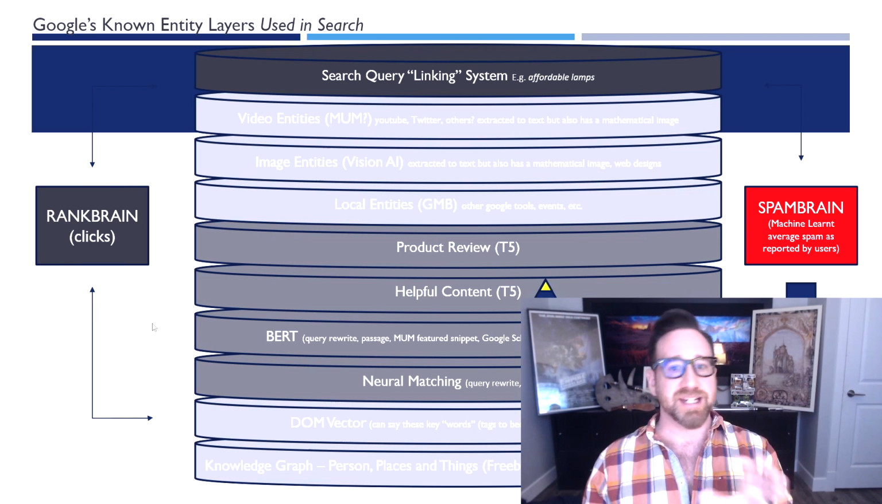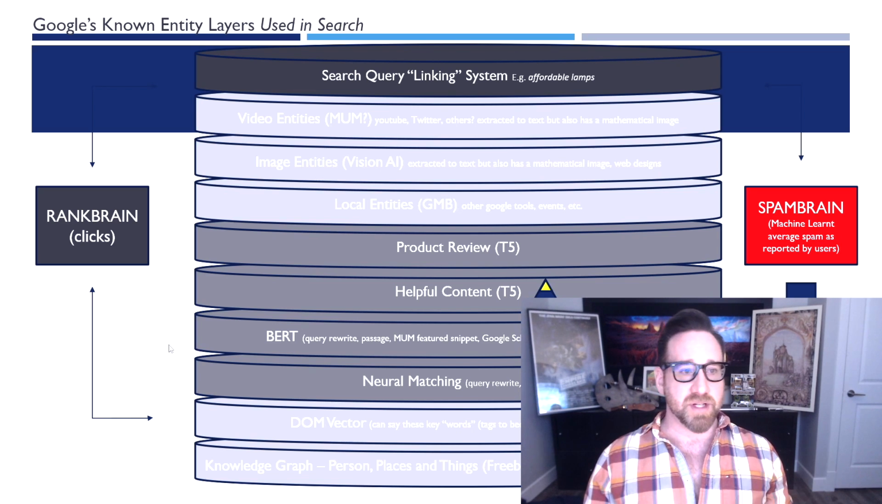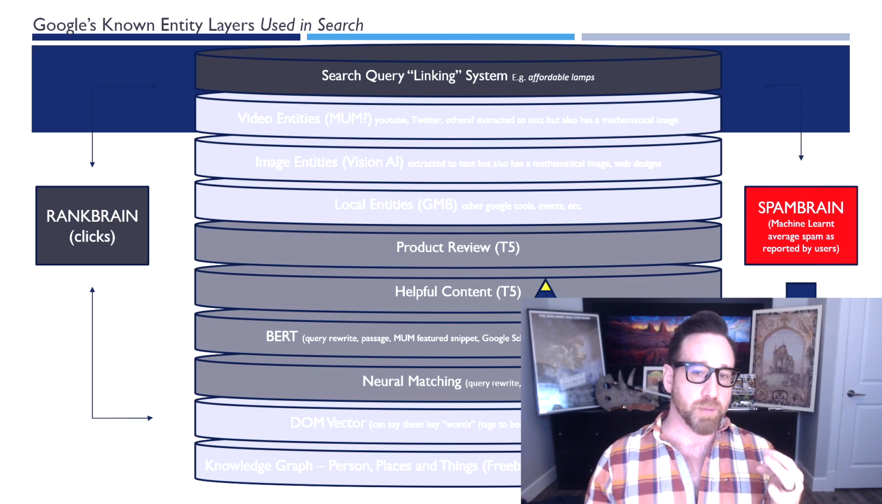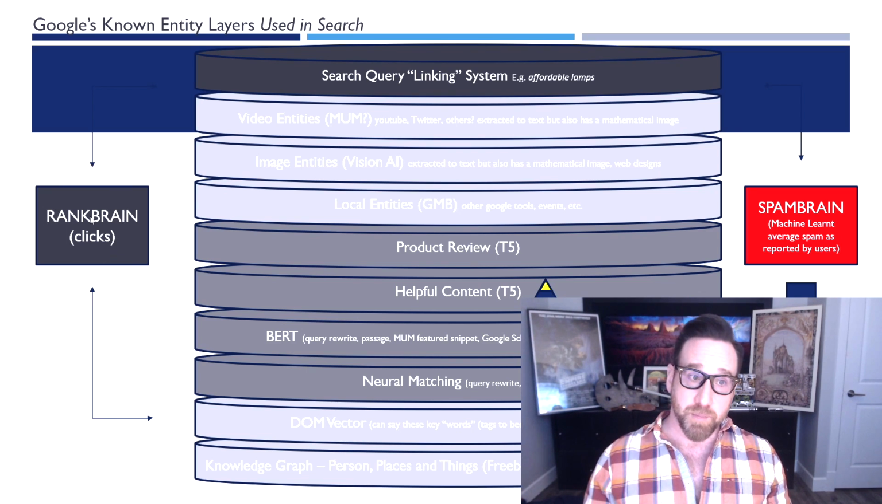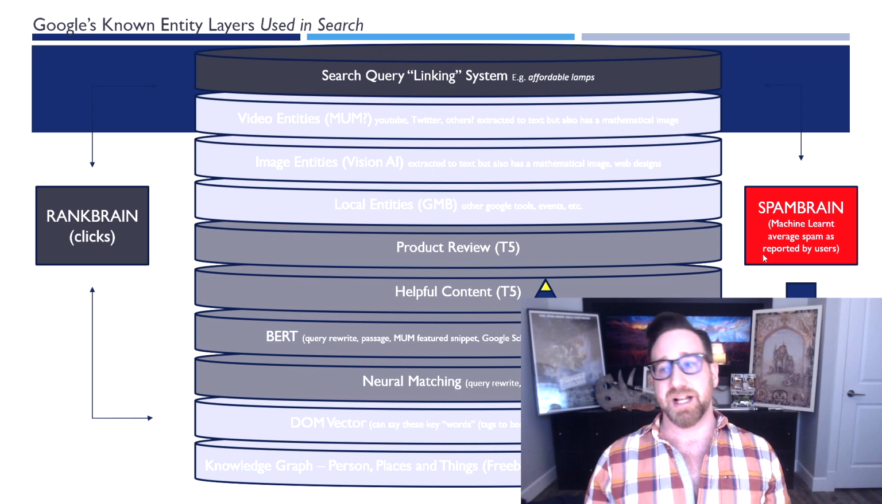It is a yin and yang system. The opposite to RankBrain, which boosts pages, is SpamBrain, which is machine-learned average spam reported by users. It demotes and de-indexes pages. It de-ranks and de-indexes pages. So you want RankBrain to boost you based on the entities that get extracted from these AIs, and you want to escape SpamBrain noticing that when these AIs analyze that Google actually uses and reported using.